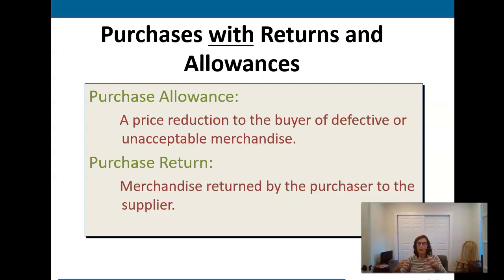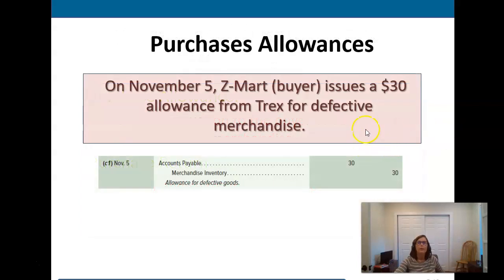Or you can say, no way, totally not what I want, don't need it, don't want it, and I'm bringing it back. And so that would be the case of a purchase return. The first is an allowance, so it would be a reduction in what was owed. The second is we're just giving them the item back.